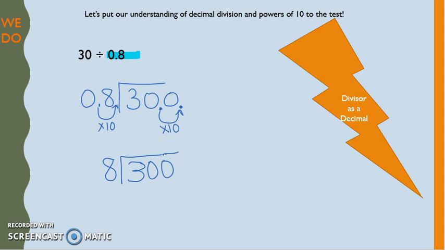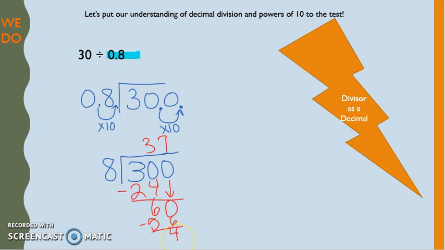Okay, I'm going to do the math very quickly. So we have 8 goes into 30. No, that is not correct. Oops, looking at the wrong number. So 8 goes into 30 3 times. 8 times 3 is 24. Do our subtraction, bring down our 0. 8 goes into 60 7 times. 8 times 7 is 56.